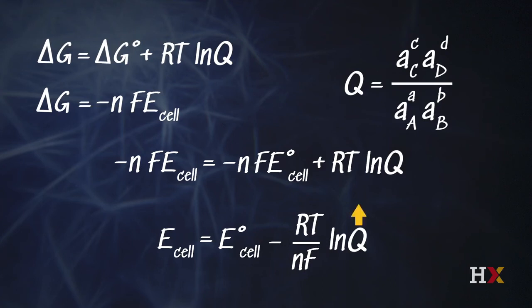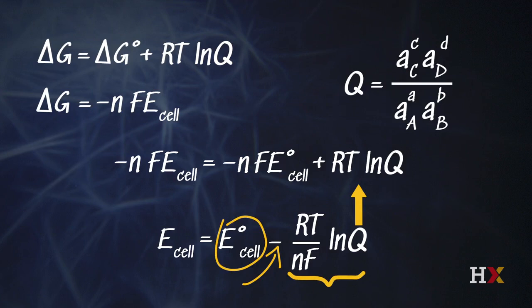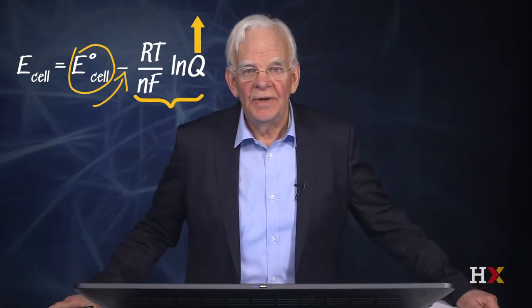And that means that Q gets larger and larger through the course of the life of that battery. And because of that negative sign in there, at a certain point, that quantity overcomes the cell voltage under standard conditions, and the cell voltage begins to drop, delta G begins to drop, and the battery goes dead.